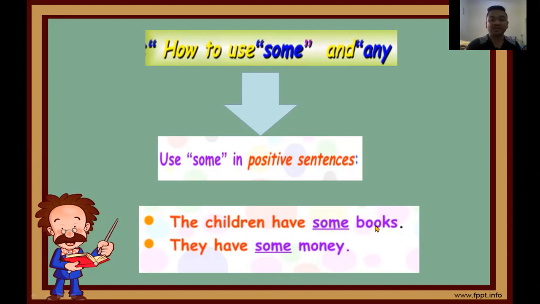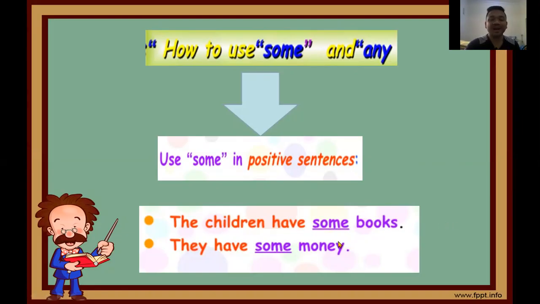Now, this sentence is a positive sentence. Now take note, after the word some you have the noun books. And books is a plural and countable noun. So when you say countable, these are nouns that we can count. Okay, so again, positive sentence.